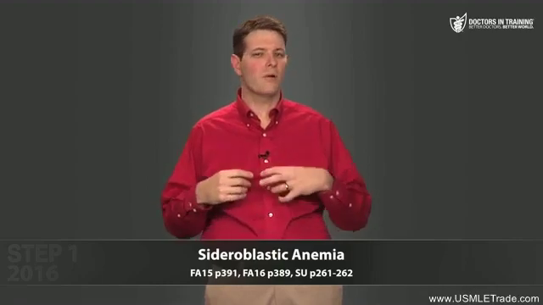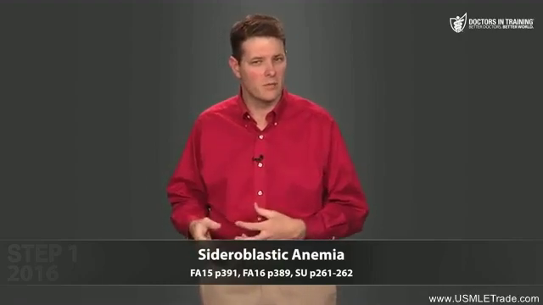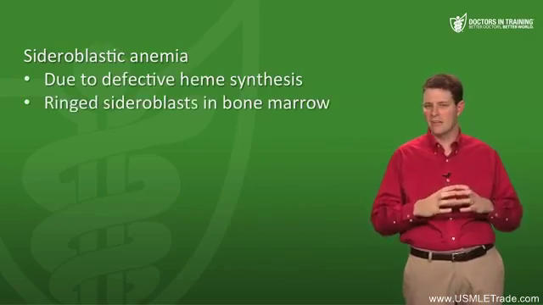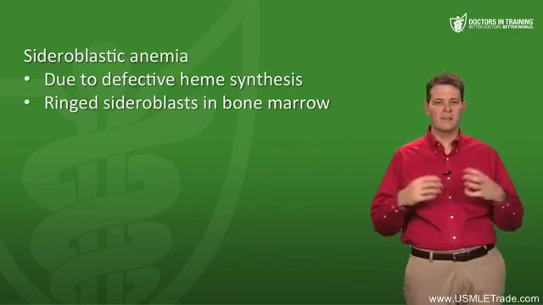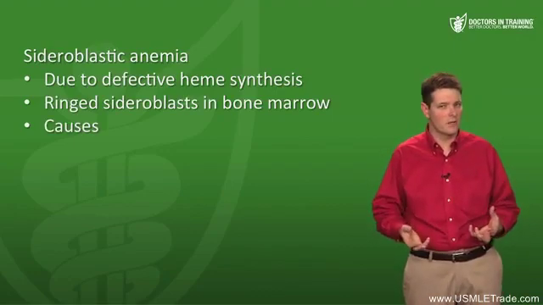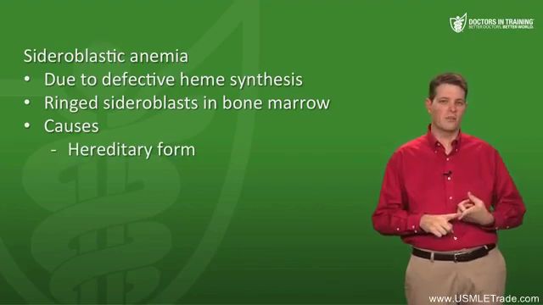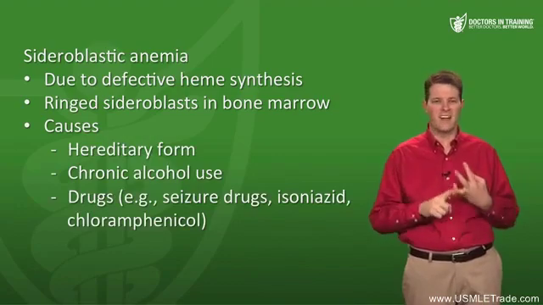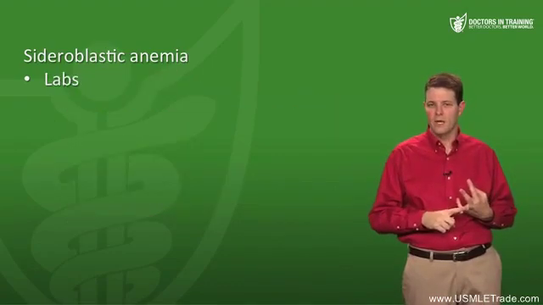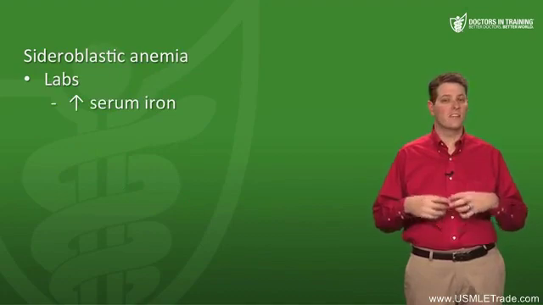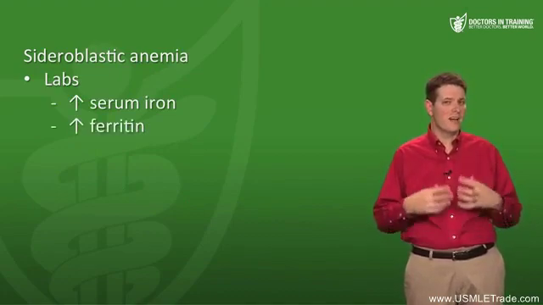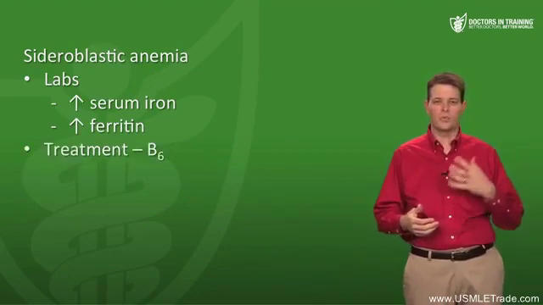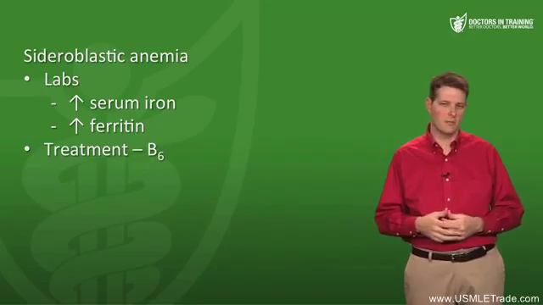And we talked about how lead poisoning probably doesn't cause sideroblastic anemia. Remember, sideroblastic anemia is a result of defective heme synthesis, and you see those ringed sideroblasts in the bone marrow. And we mentioned that lots of different things can cause sideroblastic anemia. There's a hereditary form. You can also see sideroblastic anemia from chronic alcohol use or from certain drugs like various seizure drugs and isoniazid and chloramphenicol. And with sideroblastic anemia, you might see elevated serum iron levels and elevated ferritin because that iron isn't being used to make heme, so it's just kind of piling up. And we can often treat sideroblastic anemia with B6 supplementation.